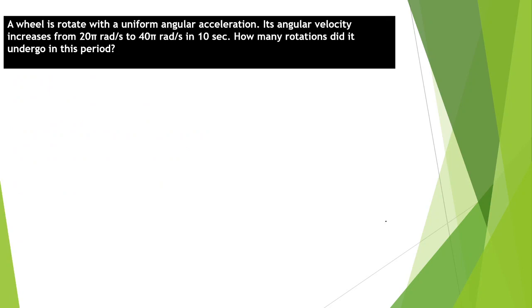Now I'm moving to the next one. What is the next question? The next question is, a wheel rotates with uniform acceleration. The wheel is rotating with uniform acceleration.